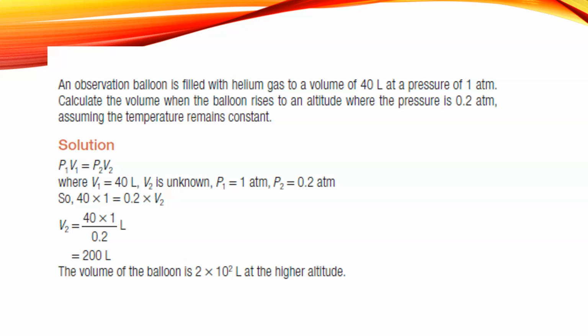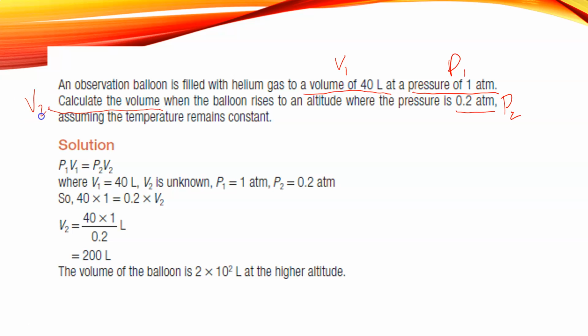Here's an example where we use this relationship. We've got an observation balloon. It's got an initial volume, so we note to ourselves that V1 was 40 litres. The initial pressure was 1 atmosphere. Notice the units don't matter here because it's a comparative equation. As long as they're the same, so they're both atmospheres, then we don't have to worry. So P2 is our second pressure, our final pressure, and we want to know the final volume.